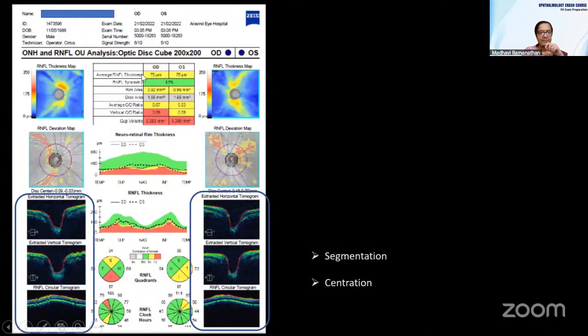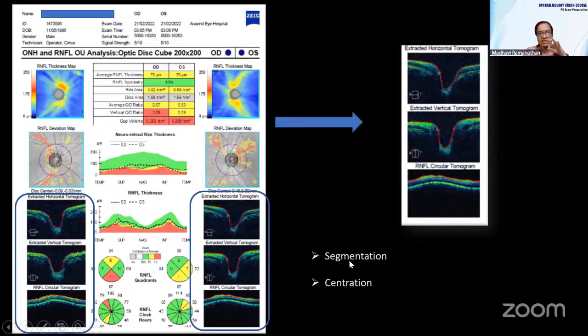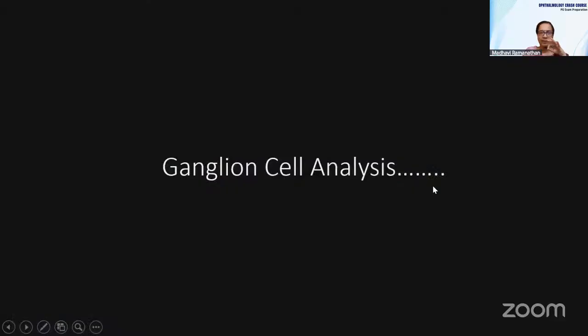So next is the extracted horizontal and vertical tomogram. These are actually B scans. This once again is important for determining the quality. What you are going to look for here is whether the segmentation is properly done. Follow these red lines. They should fit the pattern of the OCT scan, and check whether centration is happening properly.